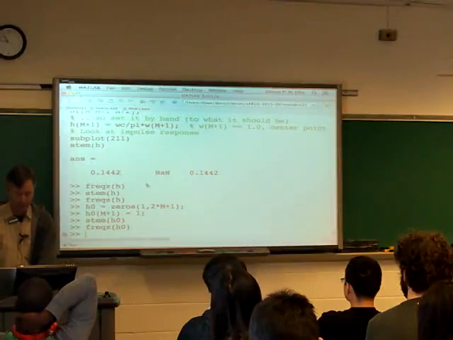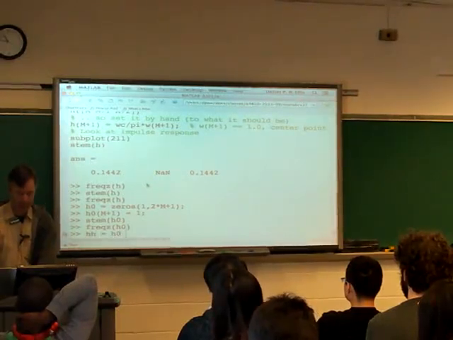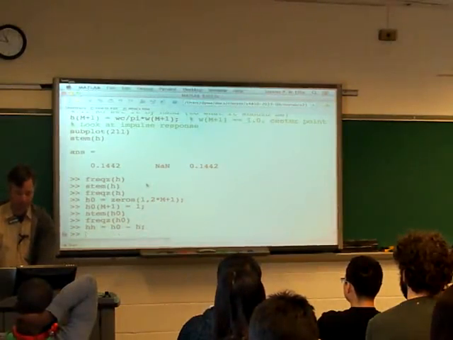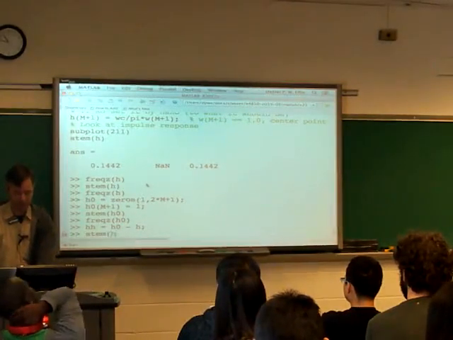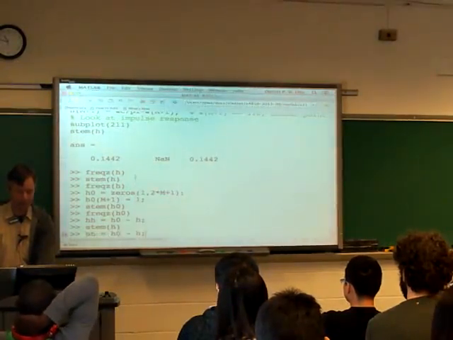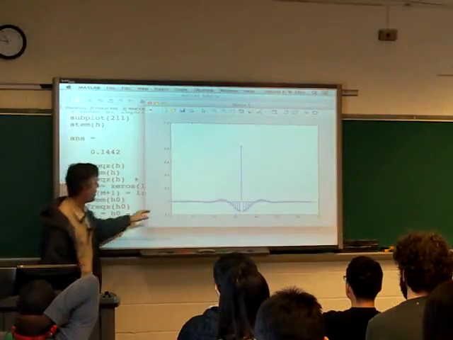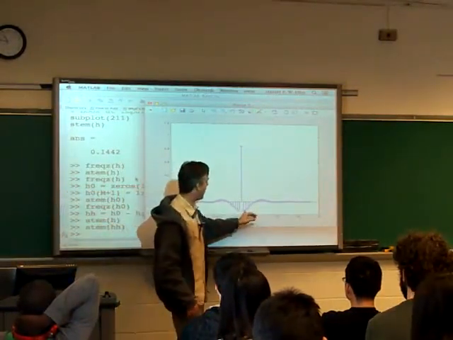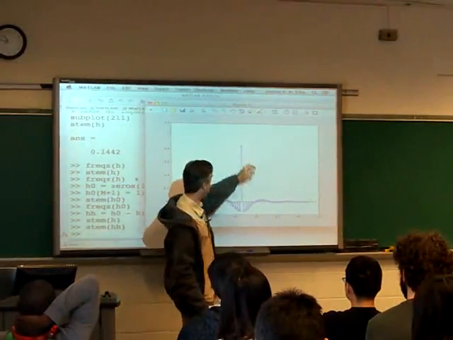So now I have hh equal to h0 minus my low-pass response h. Remember, h looked like this. So hh is going to be the negative of that with a 1 in the middle. So hh looks like this: it's the negative of this thing, but then I added a 1 in the middle.